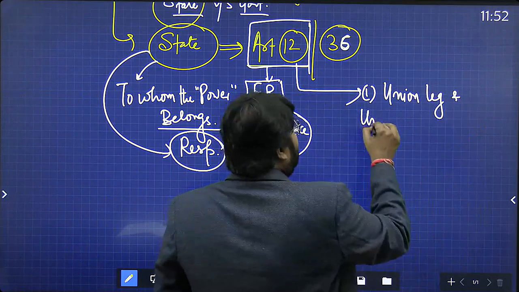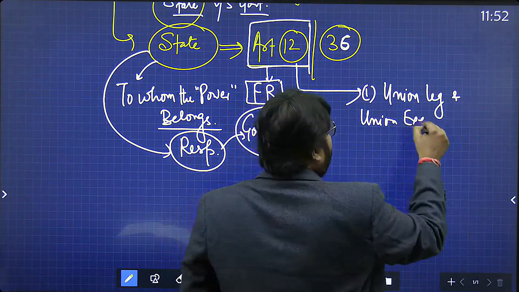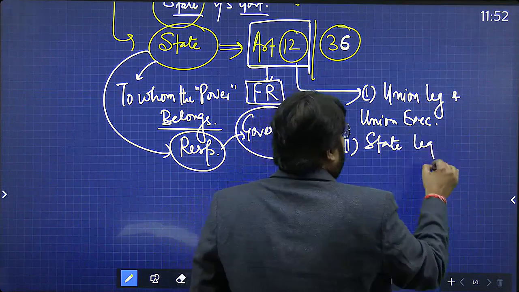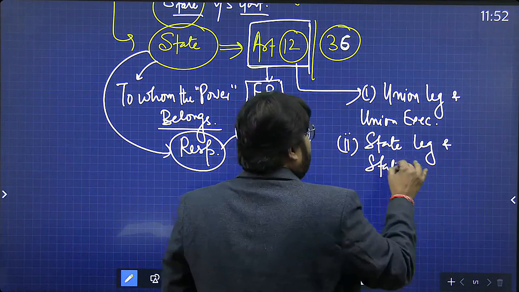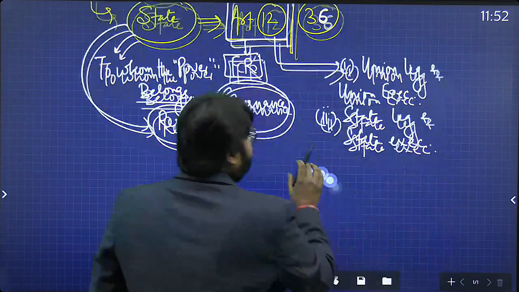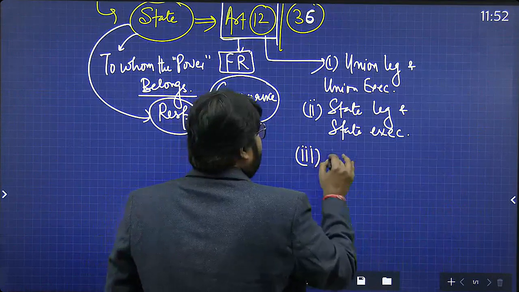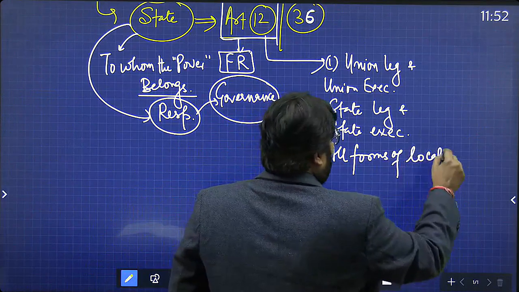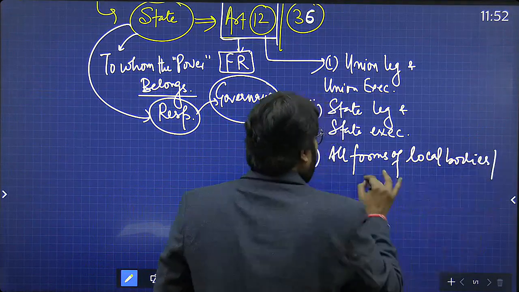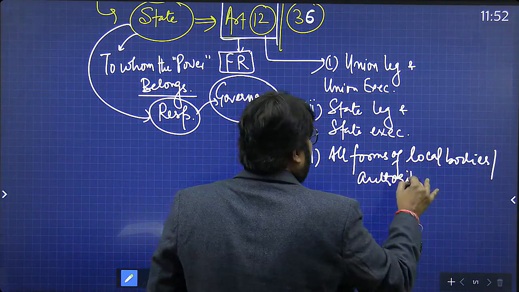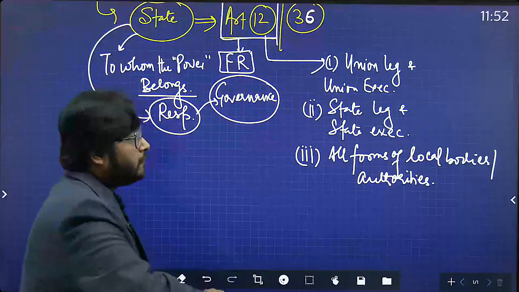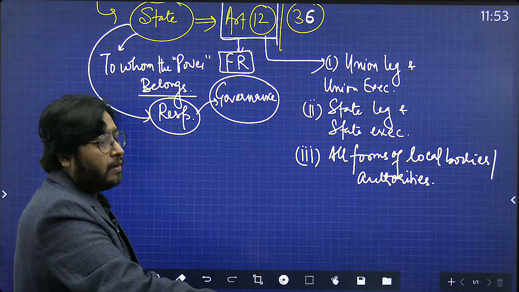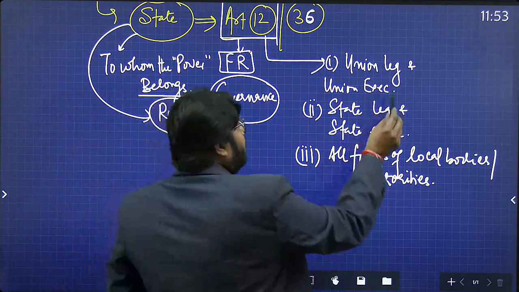Union legislature, union executive. Right? State legislature and state executive. All forms of local bodies, which obviously includes the administration as well, right? It's not just the executive political part, it's both. So you have union government, state government, local government, right?